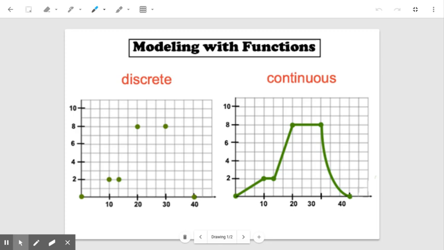Hi everybody, it's Miss Mac with a quick little video to remind you about modeling with functions. Might be one of the harder things we've done, although you understand what the graphs kind of mean. Answering the questions can be a little bit tricky, so we want to talk about that.